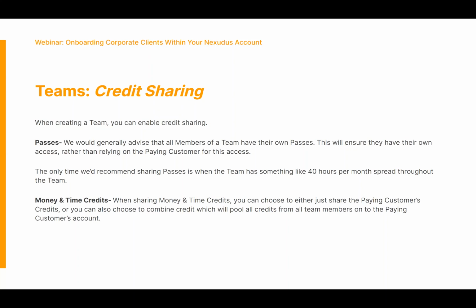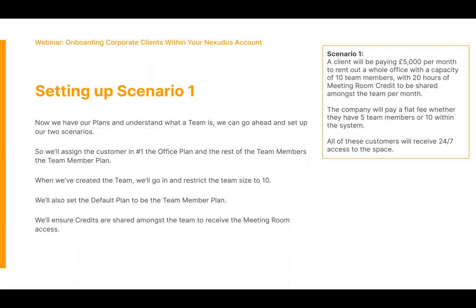Okay, so now we've looked at teams, let's take a look at actually setting up these scenarios. So before we move on, let's just refresh on scenario 1. This client's going to be paying £5,000 per month to rent out a whole office with the capacity of 10 team members. They're going to receive 20 hours of meeting room credit to be shared amongst the whole team. And the company's going to be paying a flat fee, whether they have 1, 5, or 10 team members.